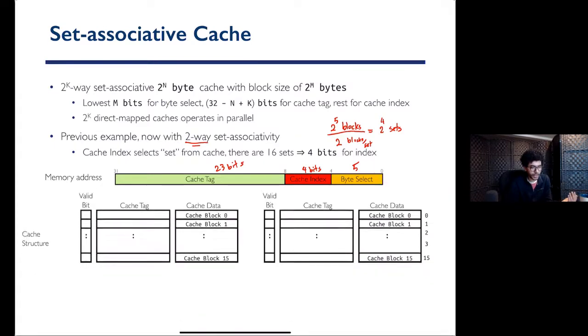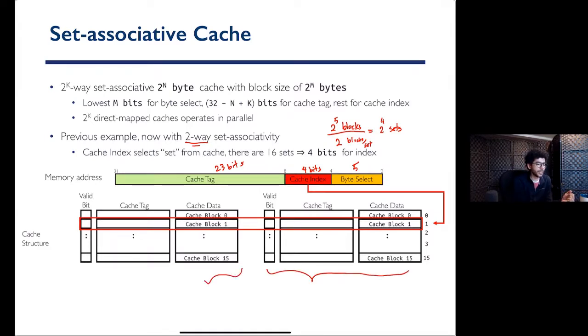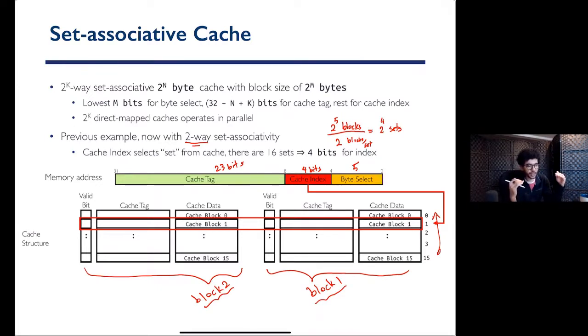Now, the way it's going to work is I'm going to use, as before, my cache index to find the set. So now I have 2 different blocks. These are all the block zeros or ones, and this is block 2 for all sets, right? So these are the number of sets, and these are all the block ones, and these are all the block 2s. So I pick the index.